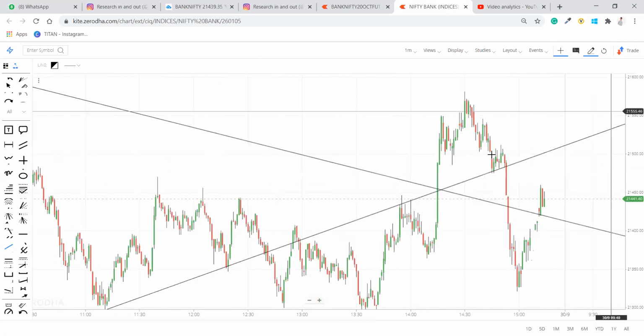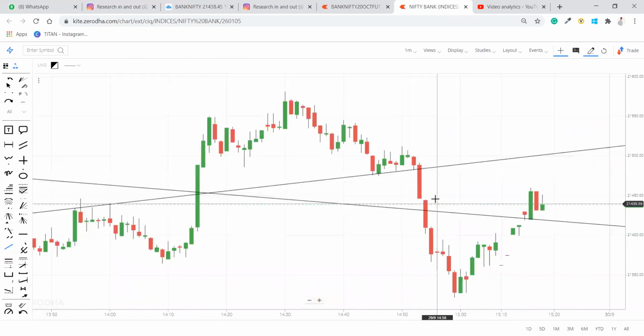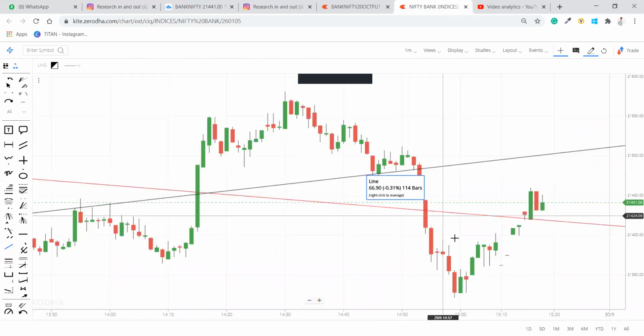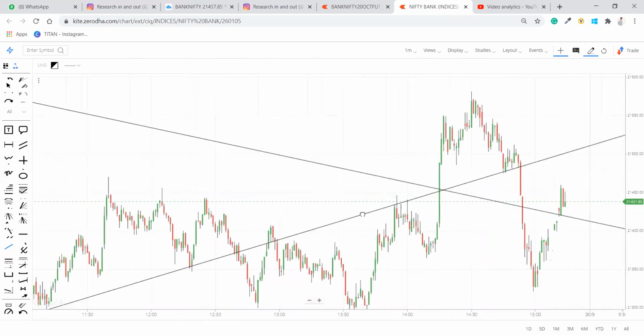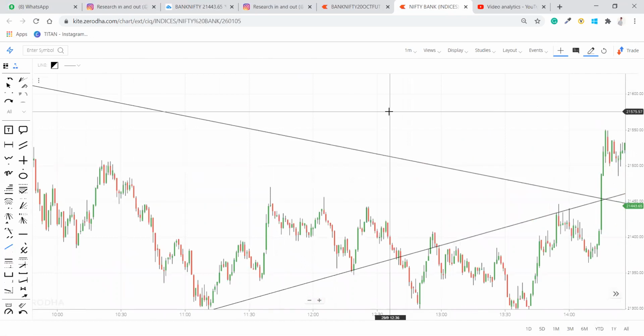100 points. And again, when it gave a breakout, see, 21,444 to almost 100 points. That's how trend line works. So the most important thing now, how can you draw a trend line?